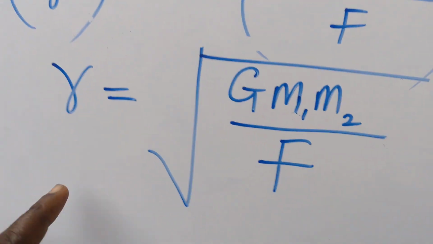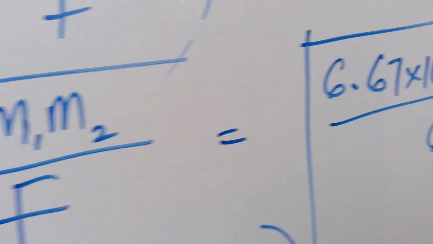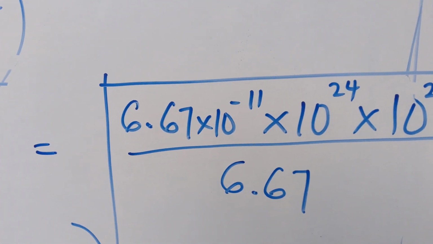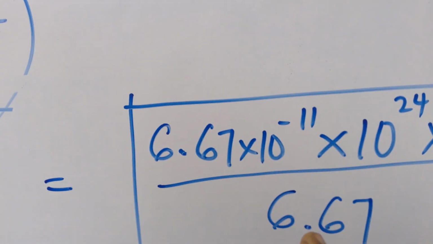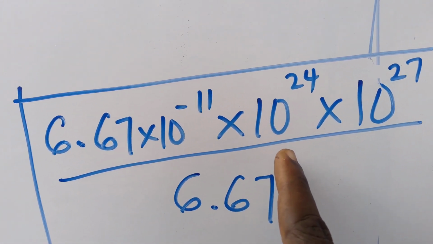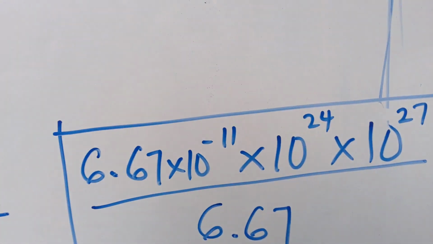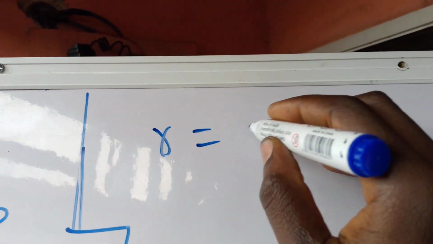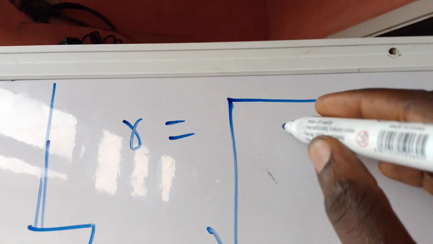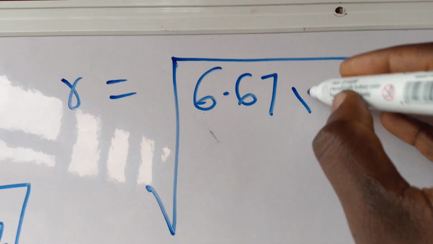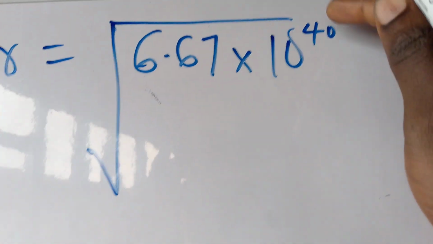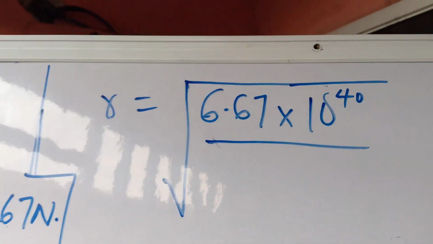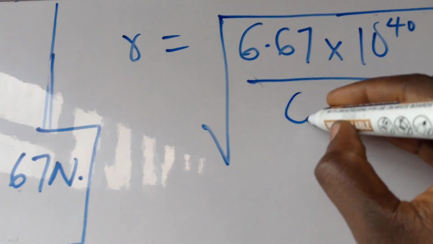Okay, so this is what we are looking for. We're looking for r, and r is the square root of G m1 m2 over F. So we use our calculator and we find the values of this: 6.67 exponent minus 11 times exponent 24 times exponent 27 using your scientific calculator. So r will be equal to the square root of 6.67 times 10 raised to the power 40, divided by 6.67.